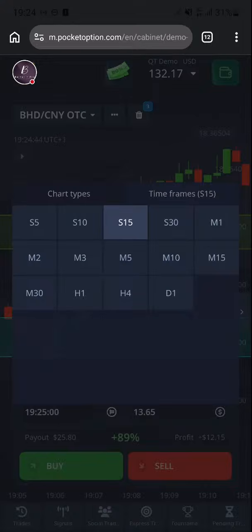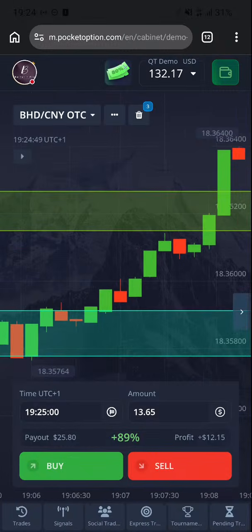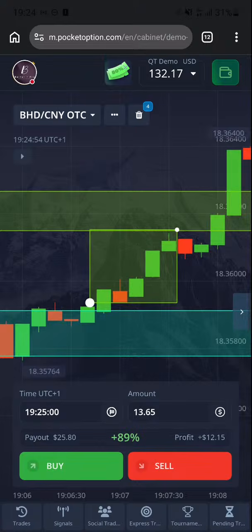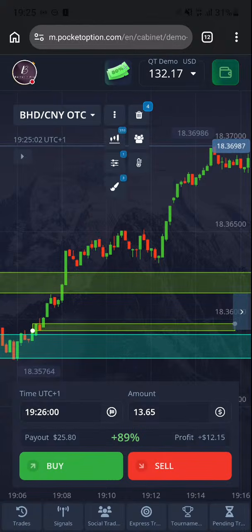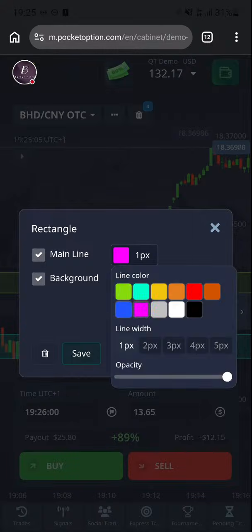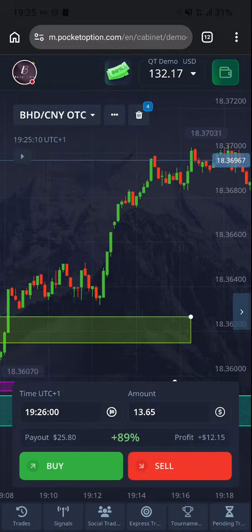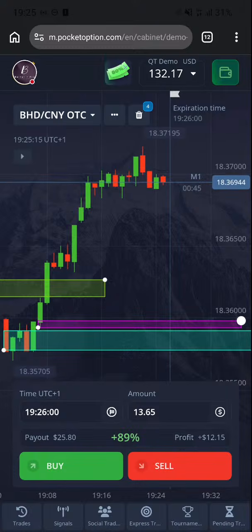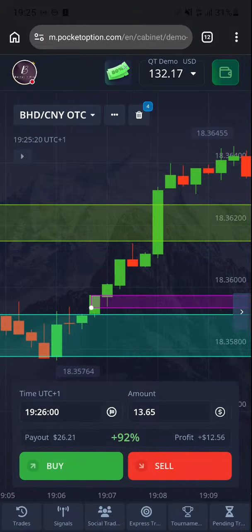Okay. I saw an entry inside the demand area. Okay, there's an entry up here. There's an entry here. Okay, here we go. I saw one entry in S15. I should mark it.